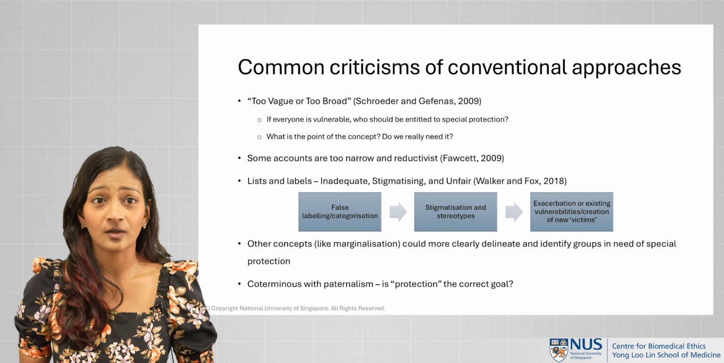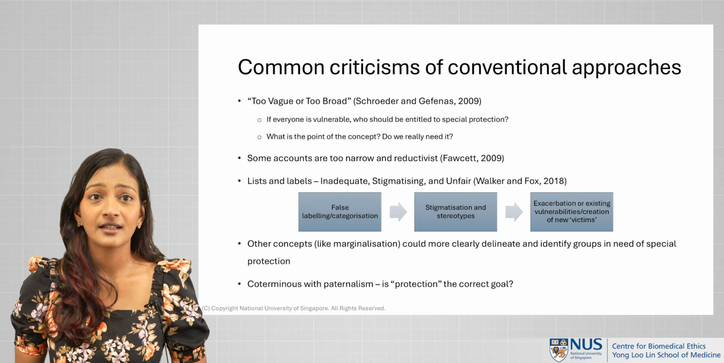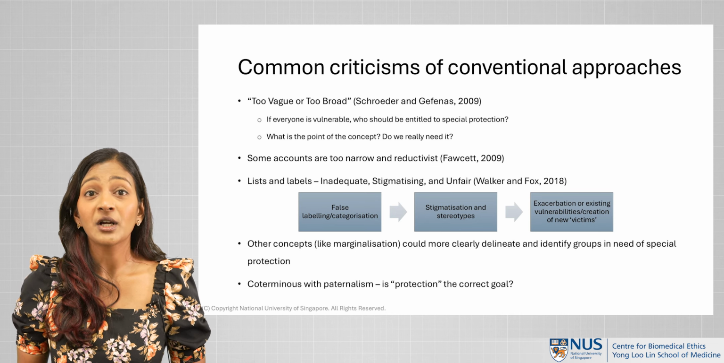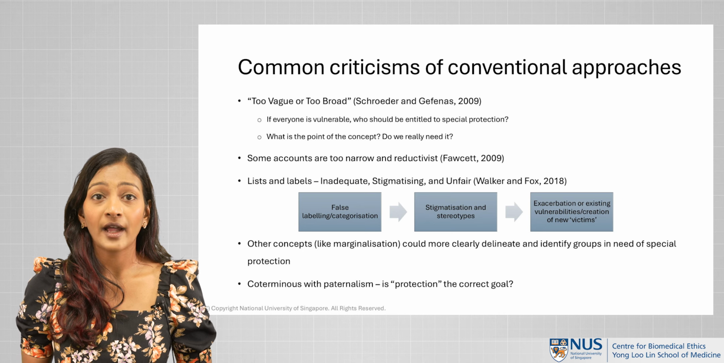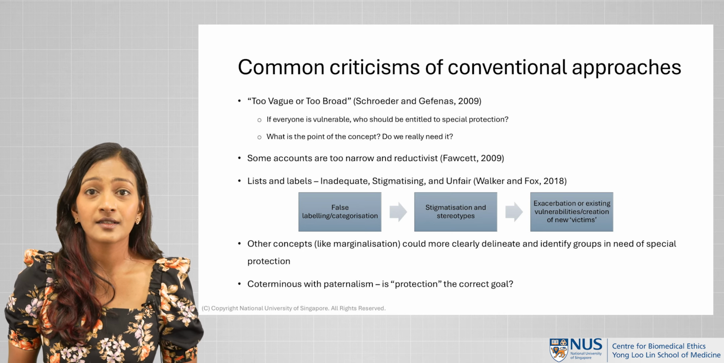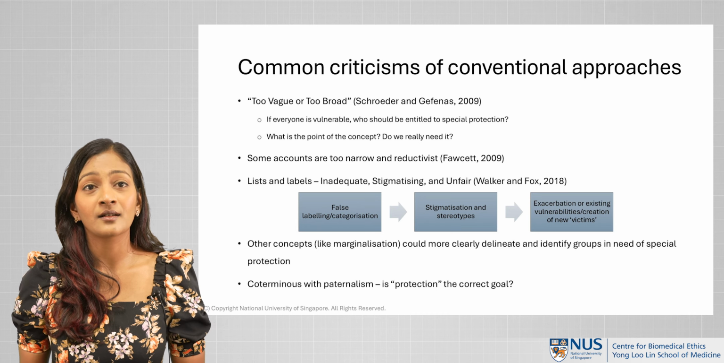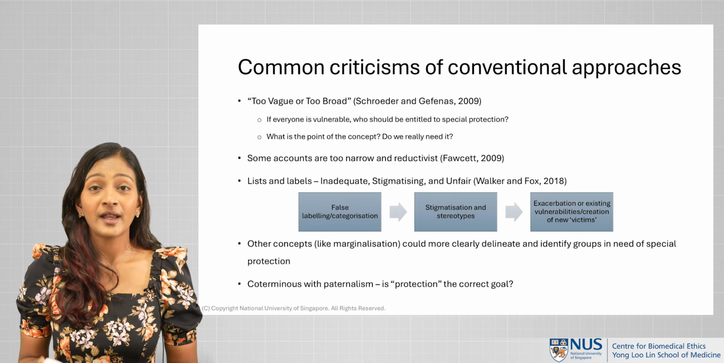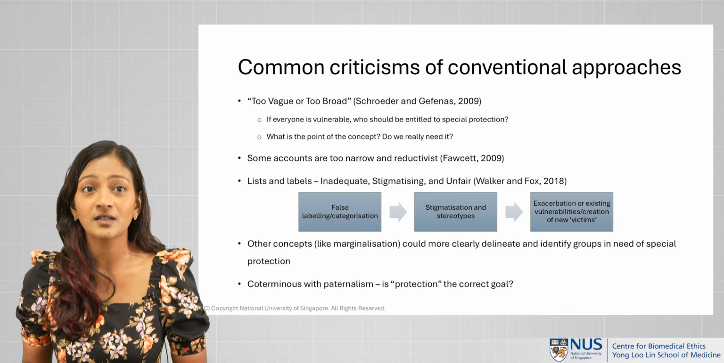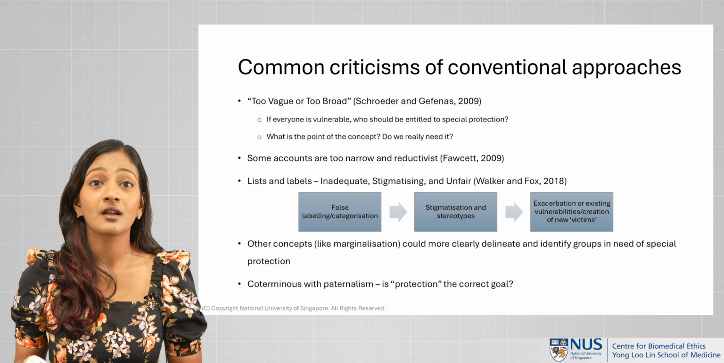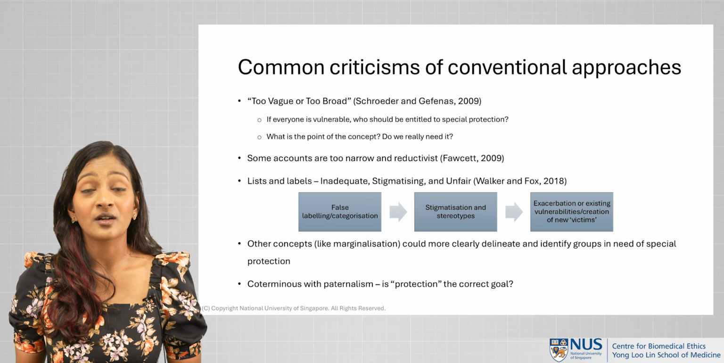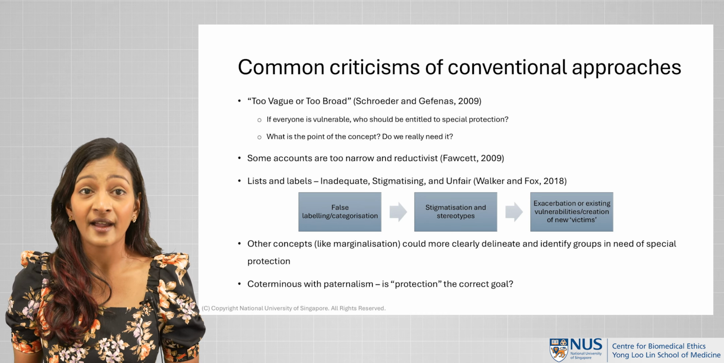What is the point of the concept? Do we really need it? On the other hand, some accounts are critiqued for being too narrow and actually reductivist. For instance, if we take the idea of listing or labeling certain types of vulnerabilities, we have the immediate consequence of considering certain approaches inadequate or stigmatizing and unfair.